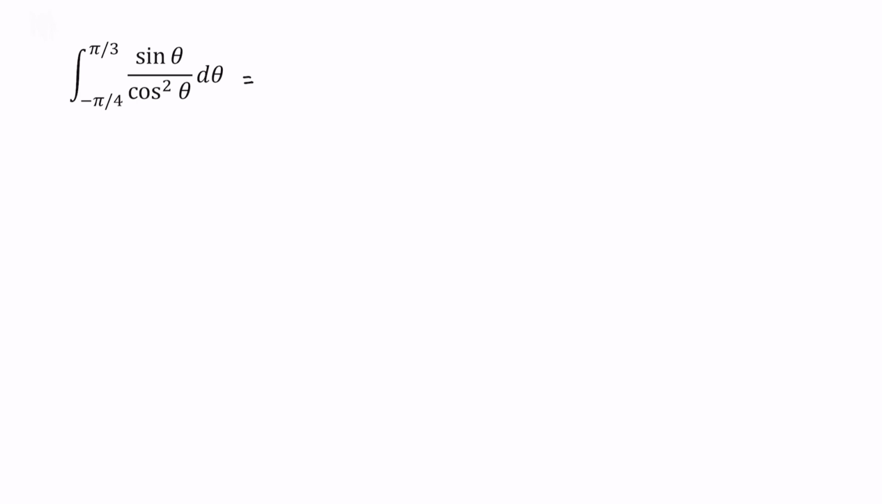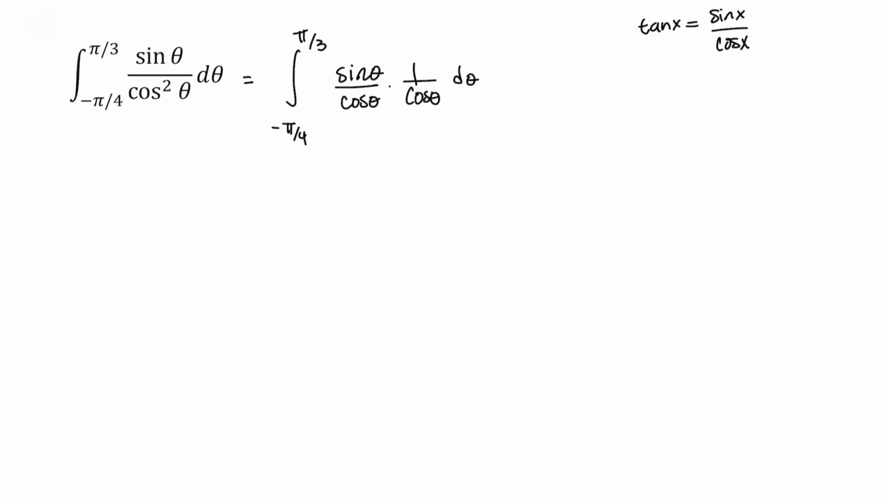So the first thing I'm going to want to do is rewrite this. I see that I have a sine in the numerator and two cosines in my denominator. So right away I'm thinking tangent, since tangent of an angle is equal to sine of that angle divided by cosine of that angle. So this is the integral from negative pi over 4 to pi over 3 of sine theta over cosine theta times 1 over cosine theta d theta.